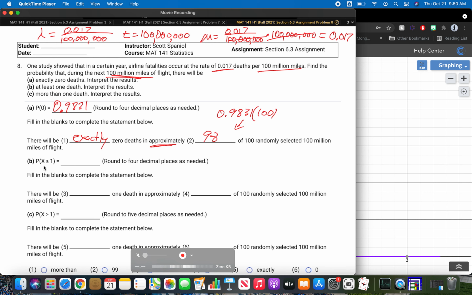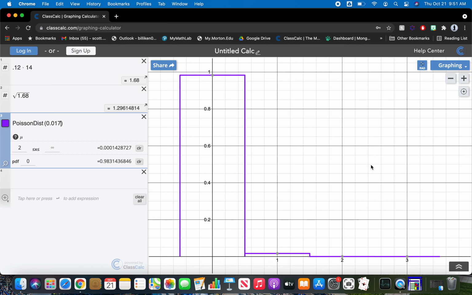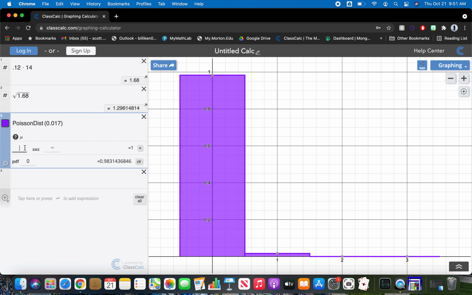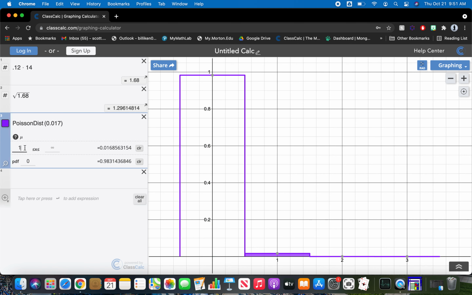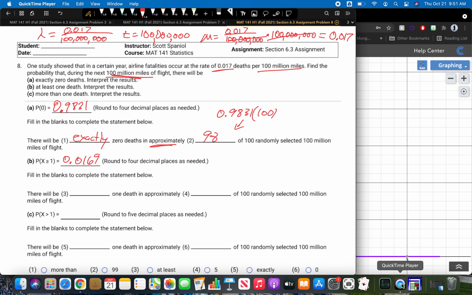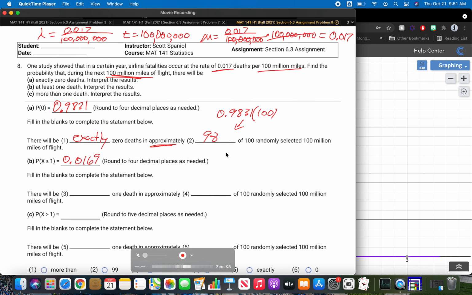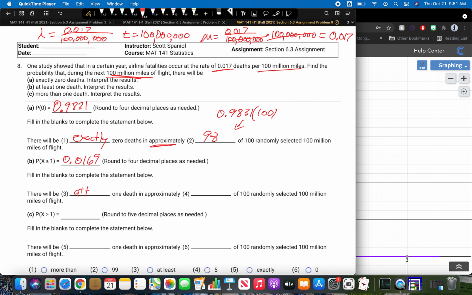So then for the next one, they want us to do the probability of greater than or equal to 1. So you can just put that in, right? 1 is less than or equal to. And so that's 0.0169 is that probability according to our calculator. So in this case, there will be at least 1 death in approximately every 200 randomly selected. So that's 0.0169 times 100. Same idea as above. Gives us this 2 when we round. And then, so that's part B.